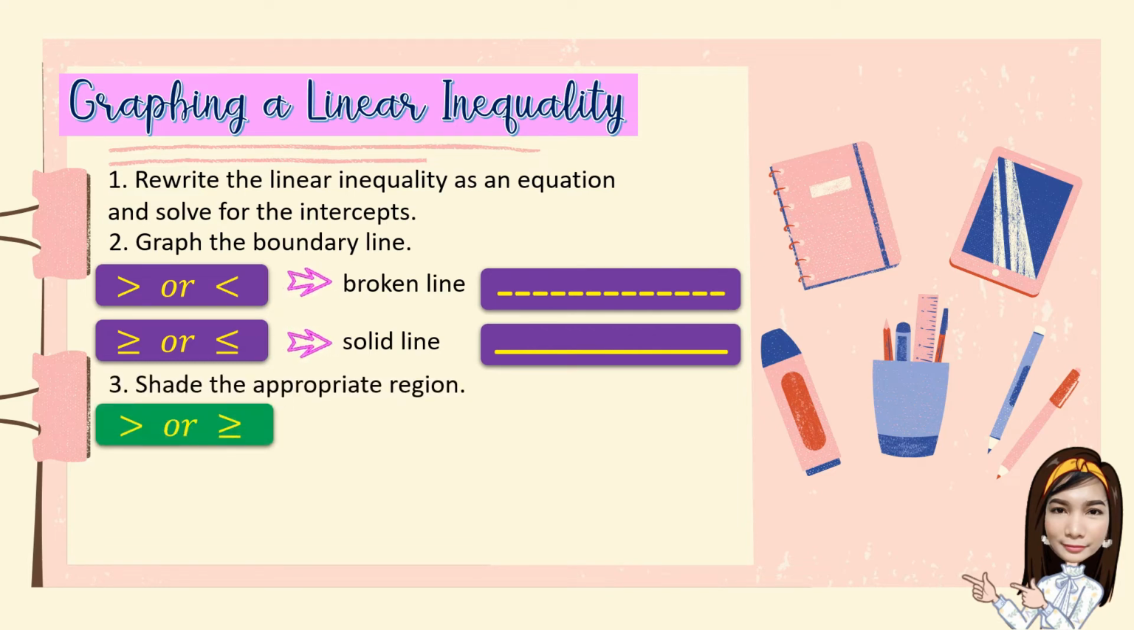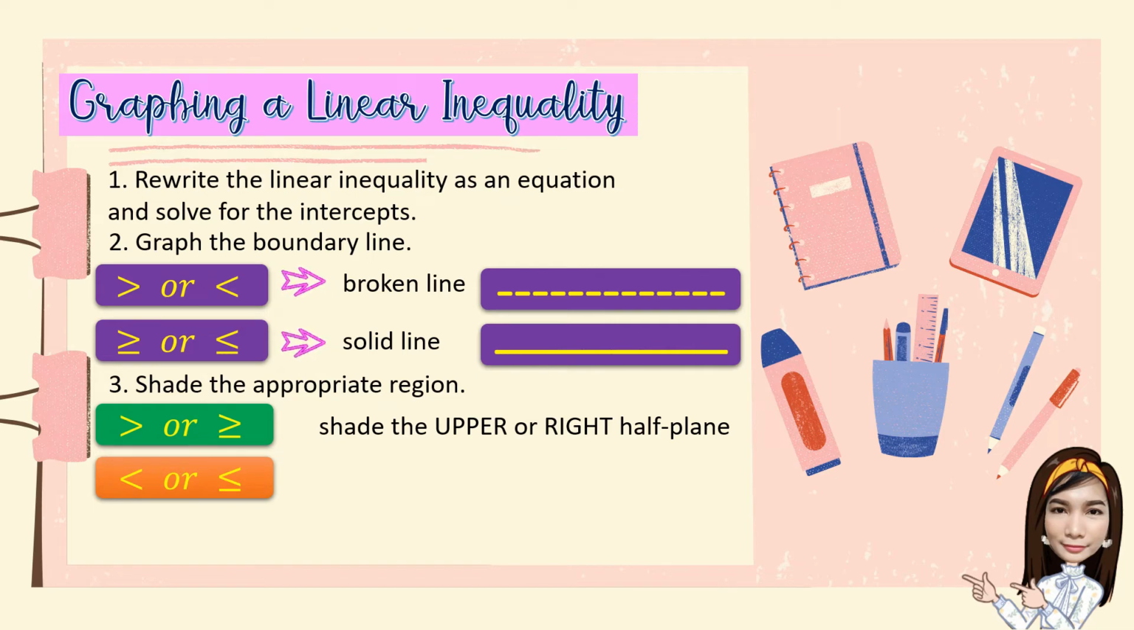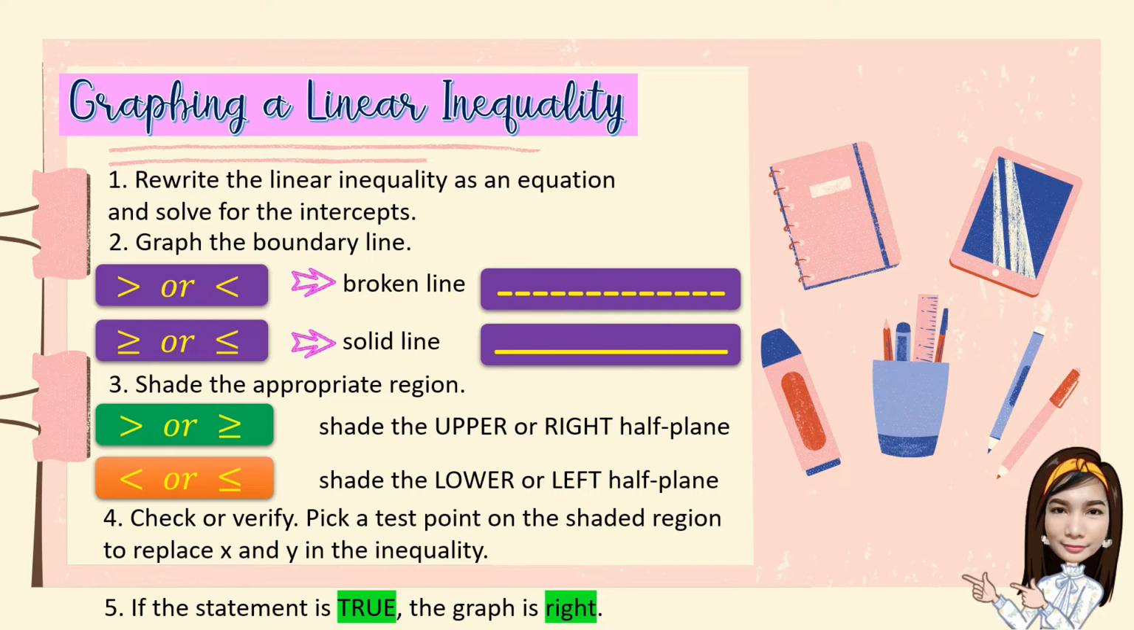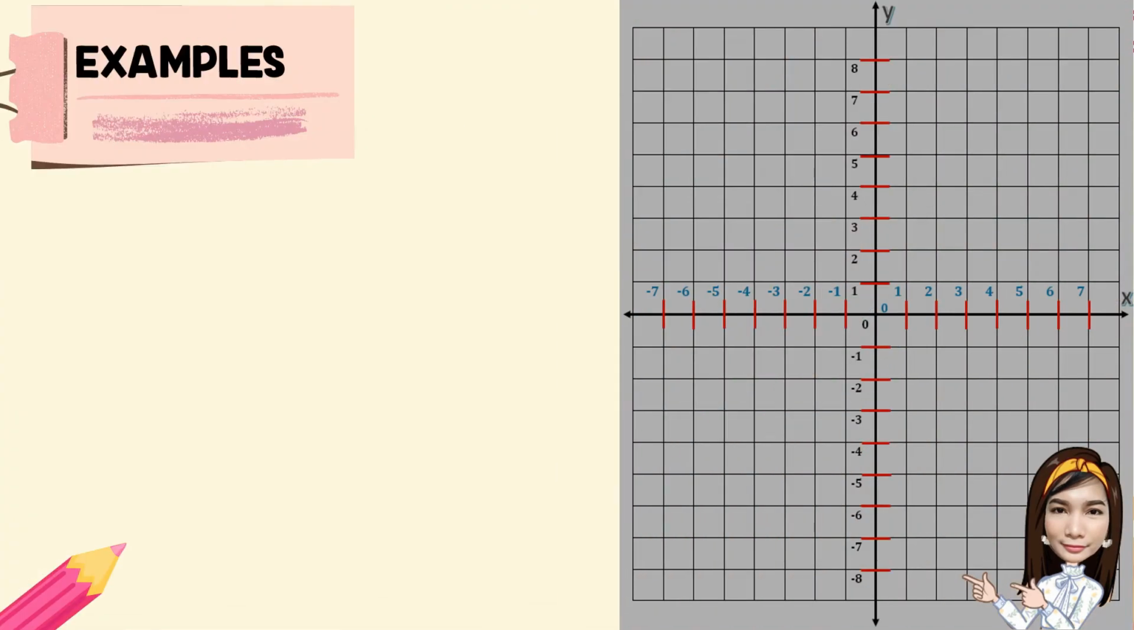If the symbol is greater than or equal, we are going to shade the upper or the right half plane. If the symbol given is less than or equal, we are going to shade the lower or left half plane. Fourth, check or verify. Pick a test point on the shaded region to replace x and y in the inequality. And for the last, if the statement is true, the graph is right. Now, for you to understand, let's have the given examples.